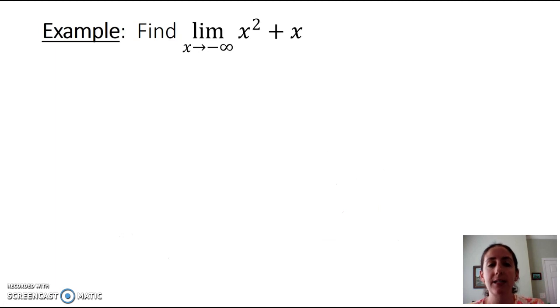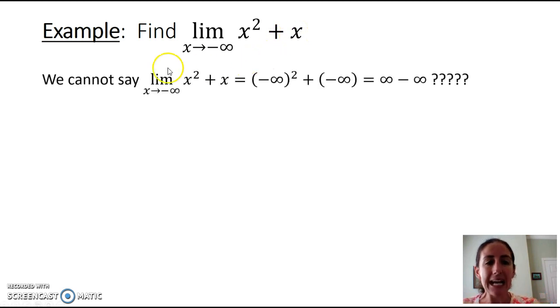Let's find the limit as x approaches negative infinity of x squared plus x. So what's happening? X is increasing negative without bound. X is a negative value. When you take a negative squared, you always get a positive. Plus, this is negative. Well, it should be pretty clear that as x increases negative without bound, x squared is going to increase without bound, and that as x increases negative without bound, x is going to obviously increase negative without bound.